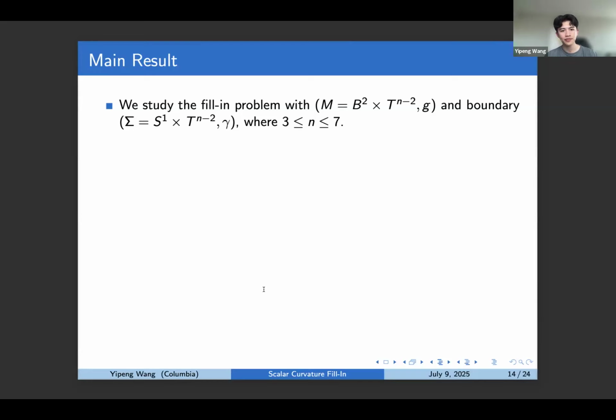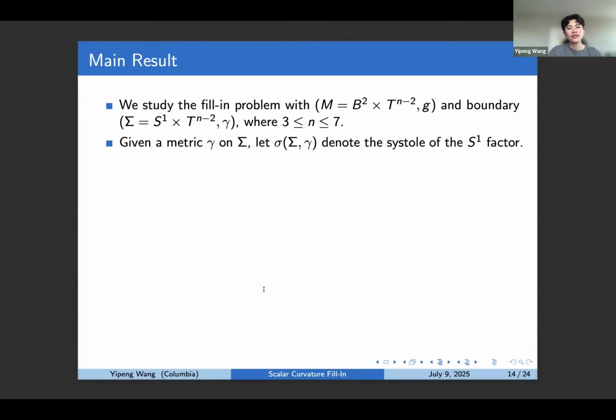So we consider the fill-in of sigma, which is given by S1 cross T^(n-2). So it's a torus, in which I sort of distinguish out the first S1 factor, so that I'm filling in by a disk cross a torus. So M is B2 cross T^(n-2). And I'm looking at the dimension where n is from 3 to 7, because as I'll explain later, it's sort of involving the regularity issues of minimal surfaces.